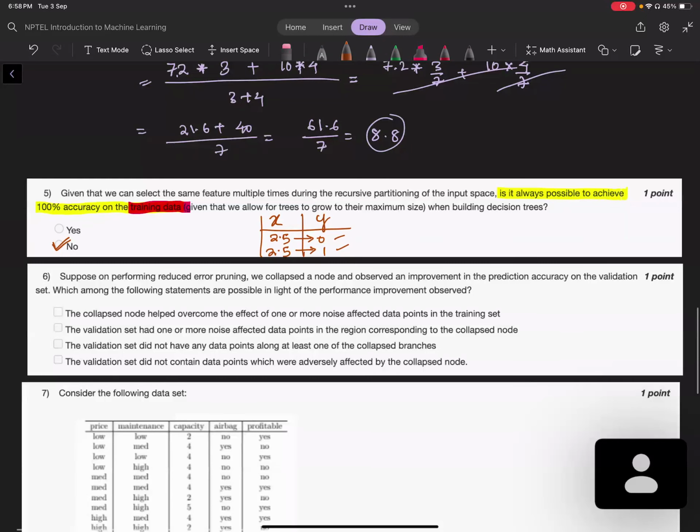So for this data set, we cannot achieve 100% accuracy. And since we have one contradicting case, we can say that this entire statement will not be true. It will be false.